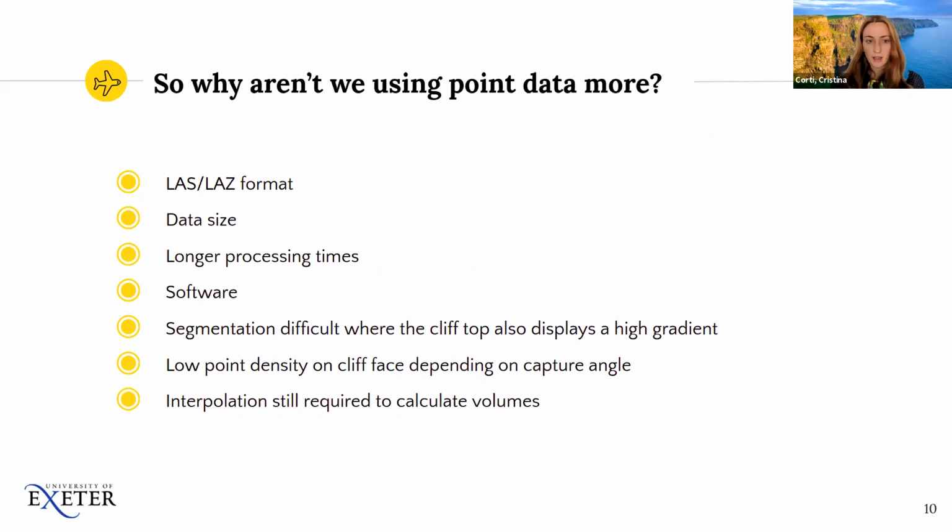Some of the problems I have encountered are, for example, in the segmentation. So classifying the cliff face, cliff top, and the beach. That sometimes proves to be a bit tricky if we have low density areas over the cliff face, which can be a case if the capture angle is not perfect. But you can also have a very steep cliff top, and this can cause misclassification errors. Also, when you want to calculate volume, you still have to interpolate, be that to a mesh or a DEM, but you still need to interpolate to get an accurate estimate of a volume.